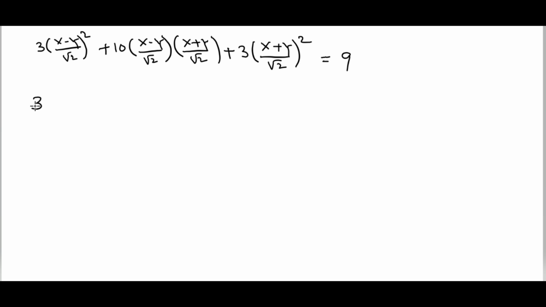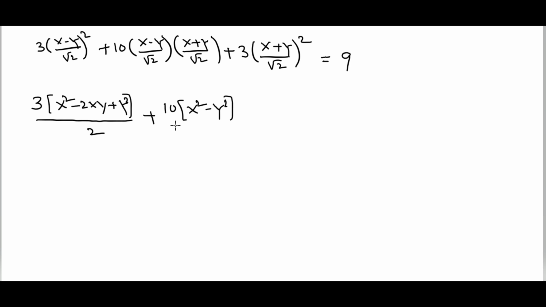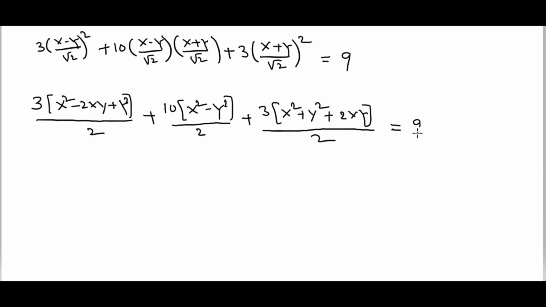So that is 3 into (x − y) whole square, that is x square minus 2xy plus y square, by √2 whole square, which is 2, plus 10 into (x − y)(x + y), this is a minus b into a plus b, that is a square minus b square, that is x square minus y square by √2 into √2, that is 2, plus 3 into (x + y) whole square, that is x square plus y square plus 2xy by √2 whole square, that is 2, equal to 9. So take LCM, that is 2 LCM.